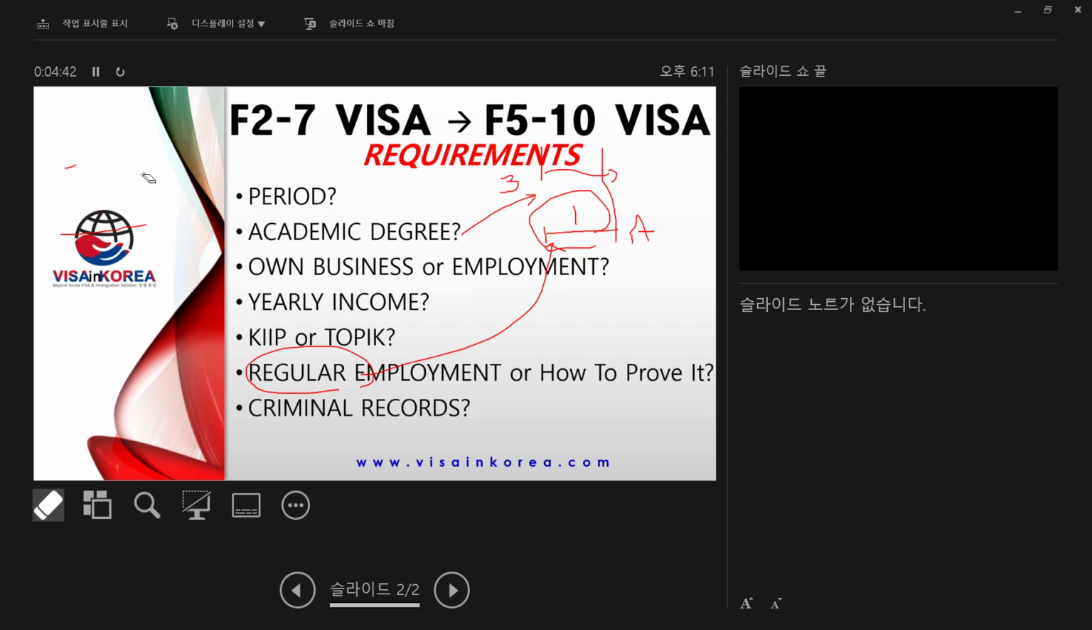Secondly, the academic degree, I just explained that. If you get a bachelor's degree from overseas, your major shall be advanced technology. Or if you graduated from one of the Korean universities with a bachelor's degree, you also need IT, biotechnology, etc., that kind of advanced technology. Or if you got a master's degree from one of the Korean universities, it doesn't matter about your major, okay?